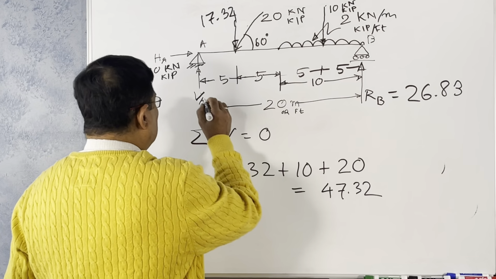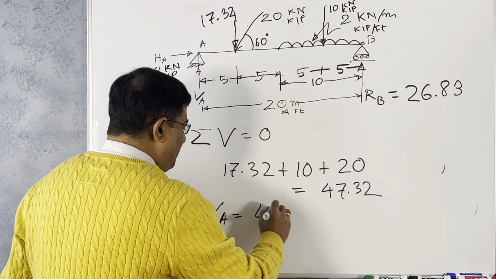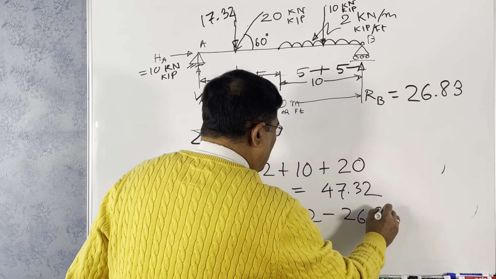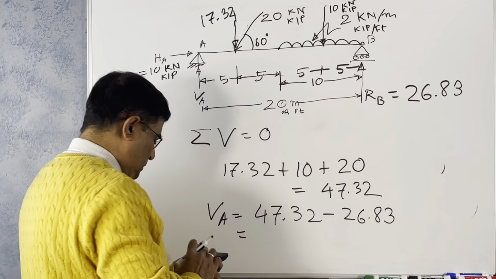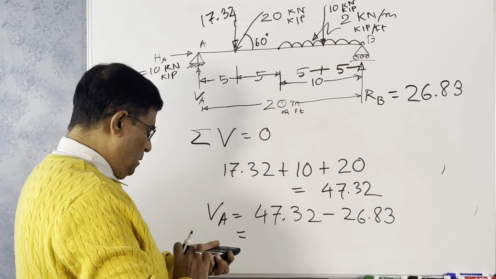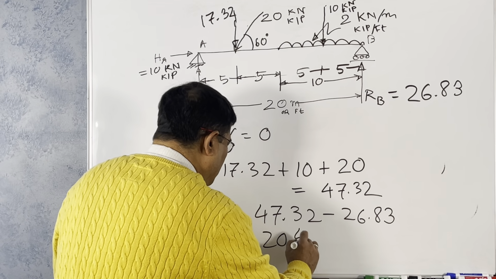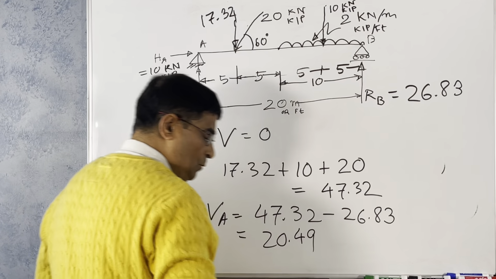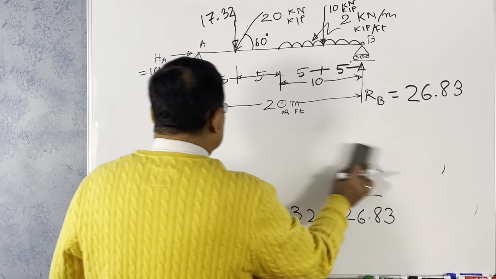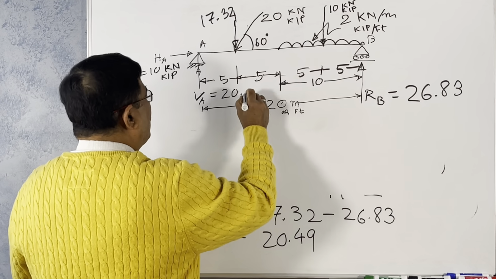So what is this VA? VA equals 47.32 minus 26.83. So this force is 20.49. So this value is 20.49.